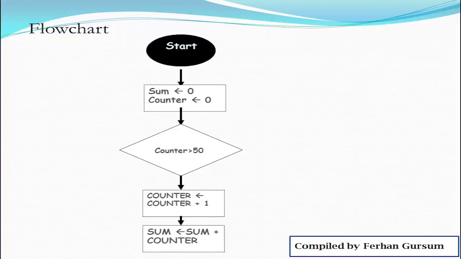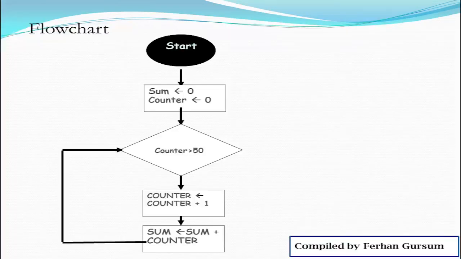Again, the flow of the program comes back toward the counter check. Okay, counter is greater than 50? No, because counter is 1. 1 is not greater than 50. Again it comes to counter plus 1. 1 plus 1 is 2, assigned to counter. Now counter becomes 2. Sum was already 1, so 1 plus 2 is 3. Now the value of sum is 3. The value of counter is 2. 2 is greater than 50? No, again it comes down.